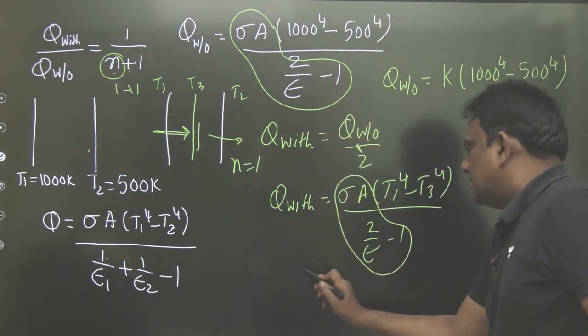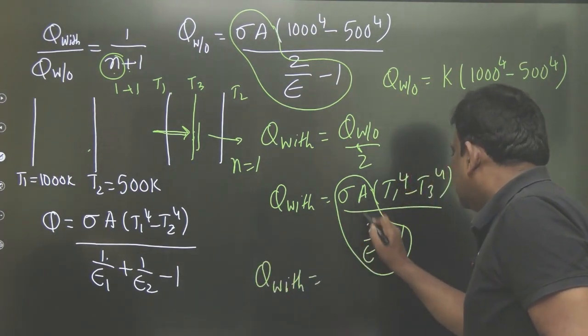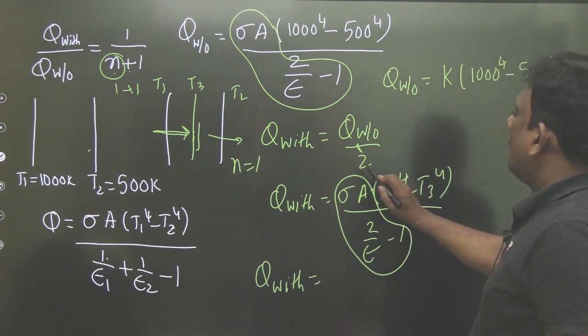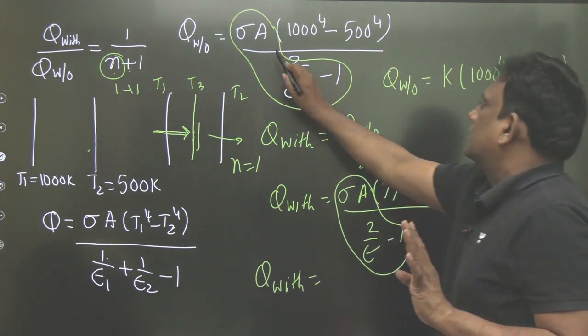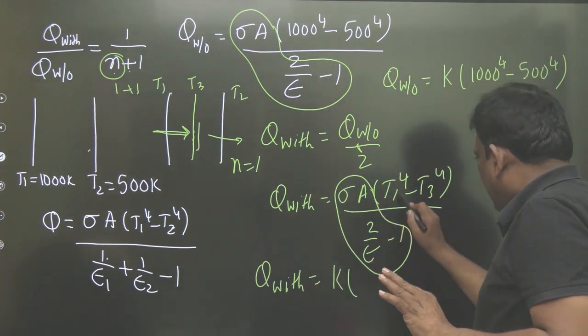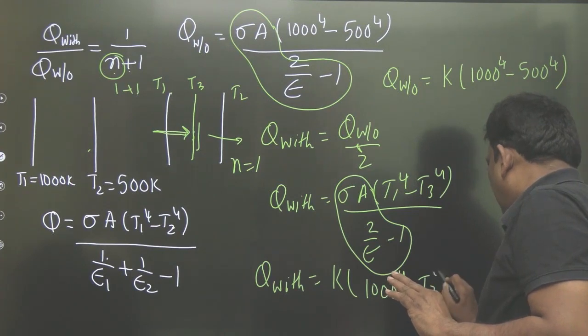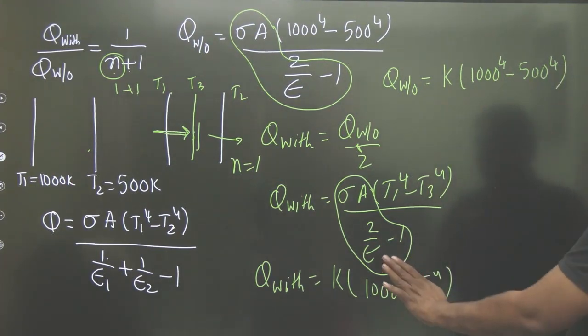So let me write this as heat transfer with shield is equal to sigma A 2 by epsilon minus 1. What is sigma A 2 by epsilon minus 1? Look here, sigma A is taken as K. So this is K, into T1 which is 1000 power 4 minus T3 power 4. Very good. This is heat transfer with shield.